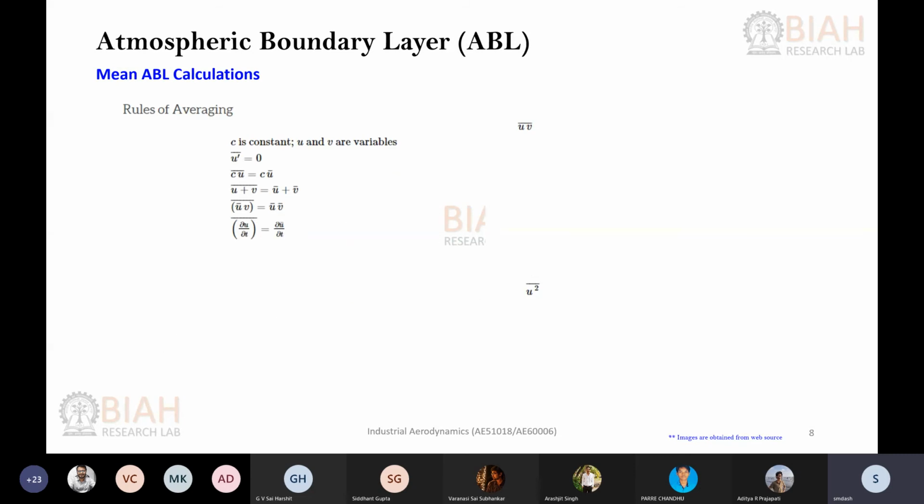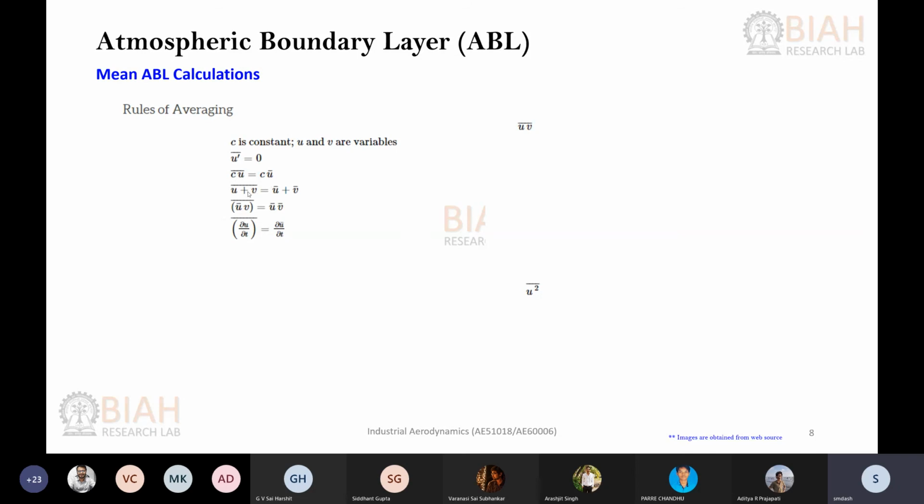So there are a few averaging procedures, which you have probably studied. If you take the average of the fluctuating component, it will be 0. If you sum all the fluctuating components together, you will get 0. Then if you take the product of a constant c and your instantaneous velocity u, the outcome is c times u bar, where u bar is your average.